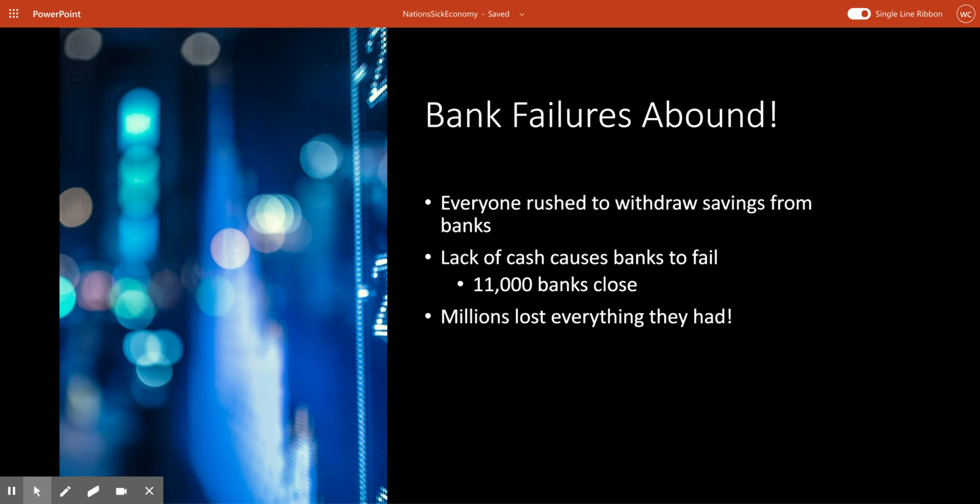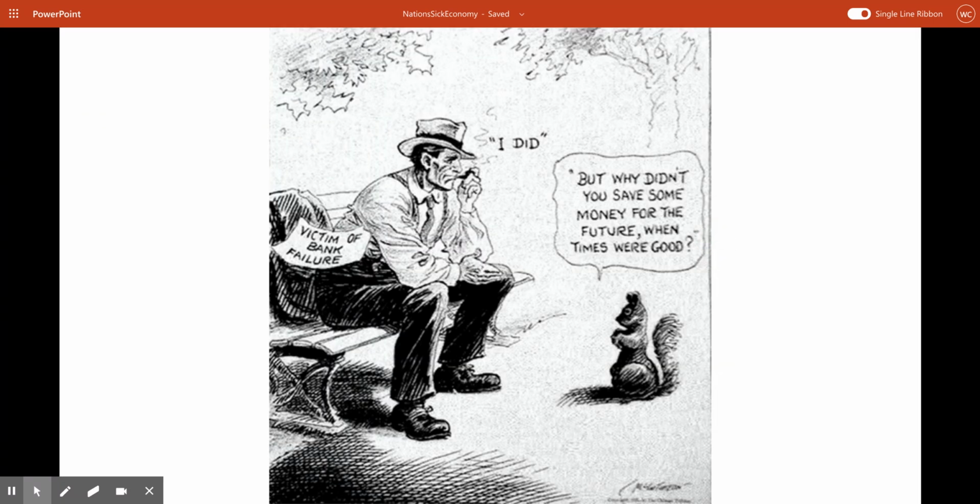In fact, there are some states in our country that were left without a single bank open by the time it was all said and done. Millions of people, when these banks started to close, lost everything that they had. Unfortunately, back then, when a bank failed, if you weren't one of the fortunate people that got your cash out in time, you were left with absolutely nothing, right? It was just gone.